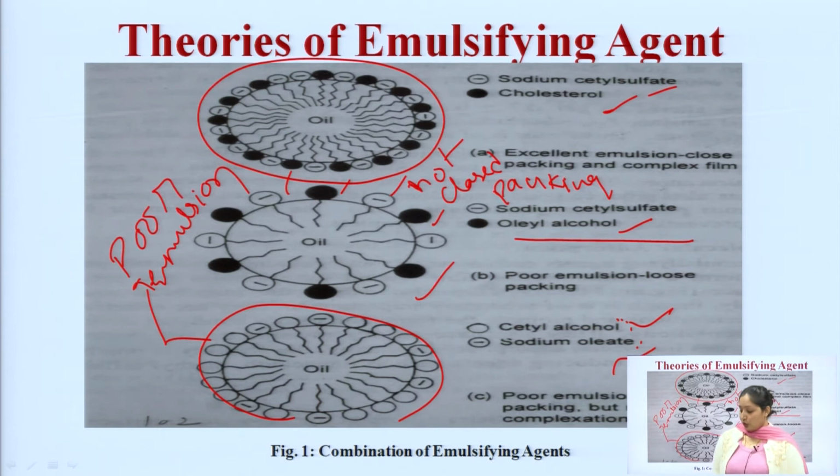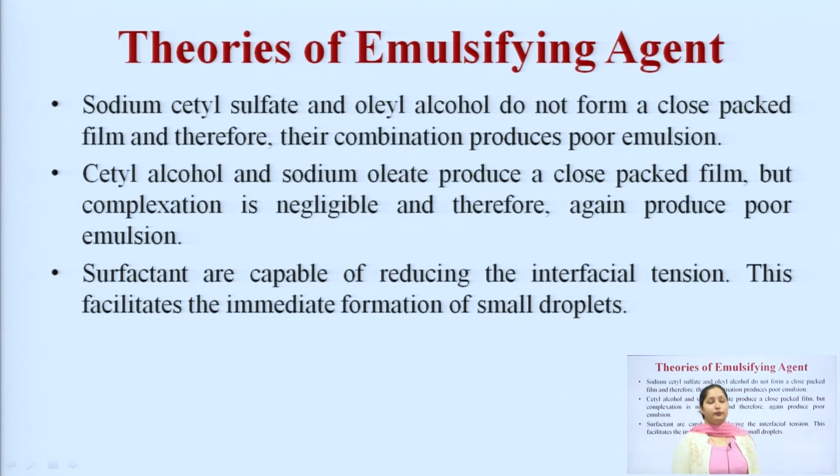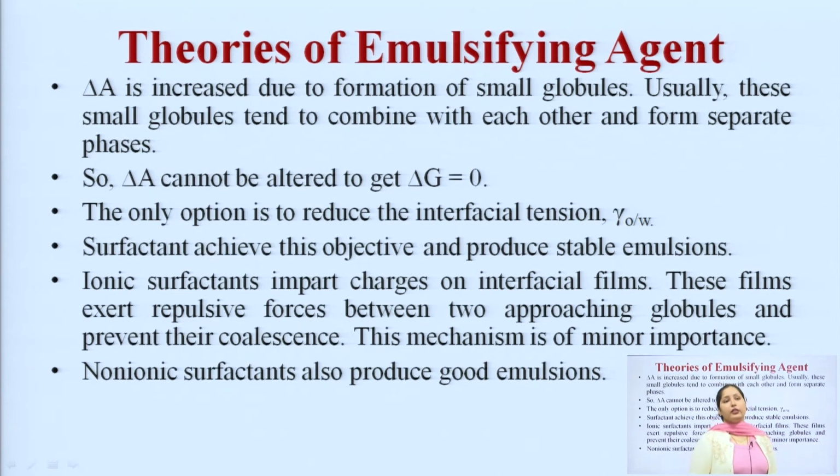So, the two surfactants which we choose for preparing a stable emulsion need to be compatible with each other. Surfactants are capable of reducing the interfacial tension. This facilitates the immediate formation of small droplets. Delta A is increased due to the formation of small globules. Usually these small globules tend to combine with each other and form a separate phase. So, delta A cannot be altered to get delta G.